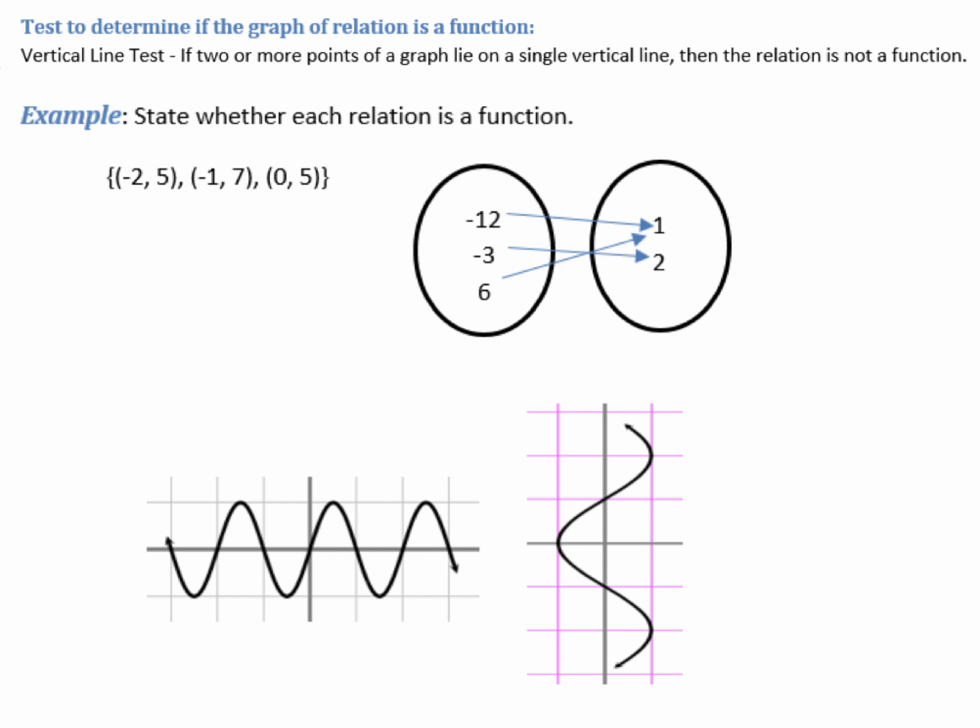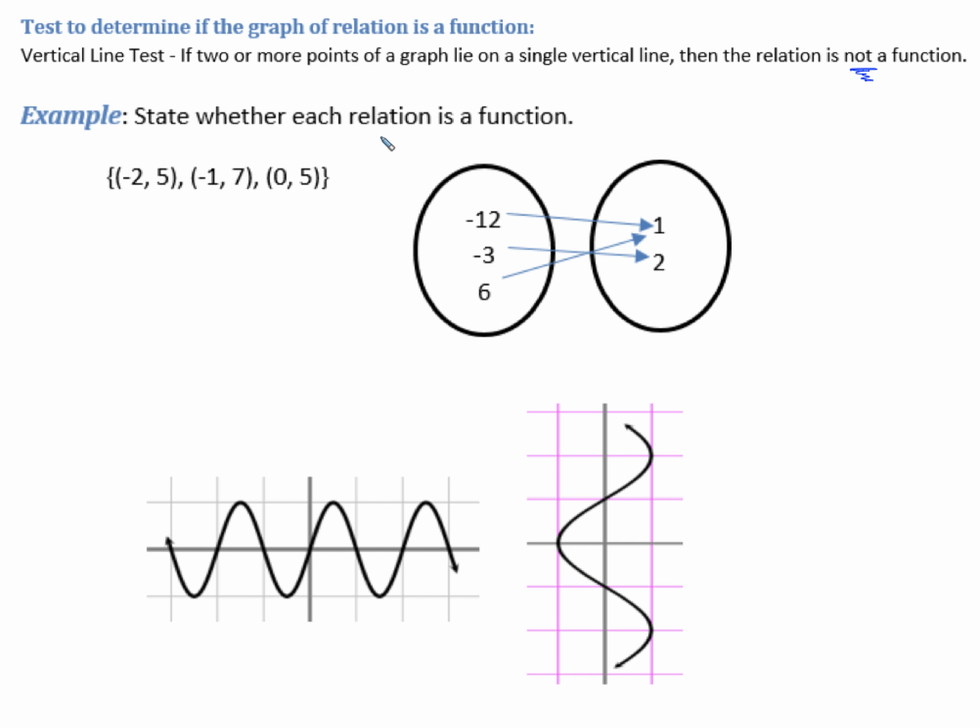So that was the definition of a function. If you have a graph, there's another way to determine it. The vertical line test: if 2 or more points of a graph lie on a single vertical line, then the relation is not a function. So this is testing to see if it's not a function.